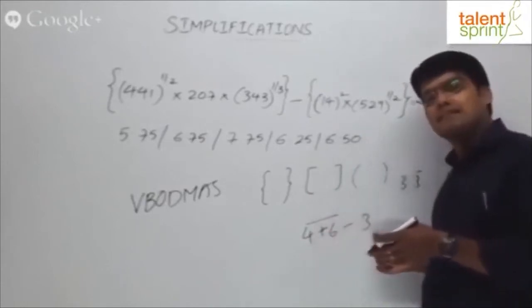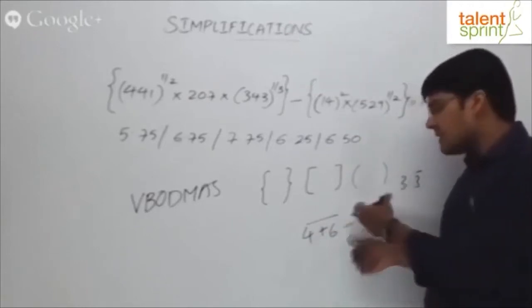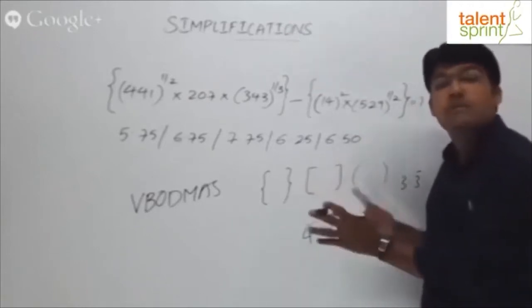10 minus 3, 7 will be the answer, right? You cannot take something else. For example, here even if you take 6 minus 3 plus 4, it will give you the same answer, but that would be wrong, right?